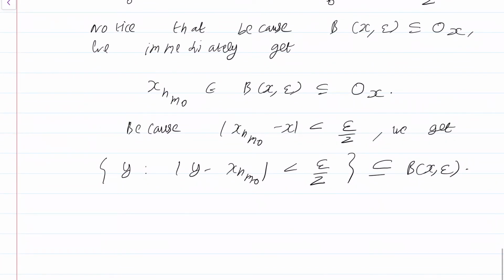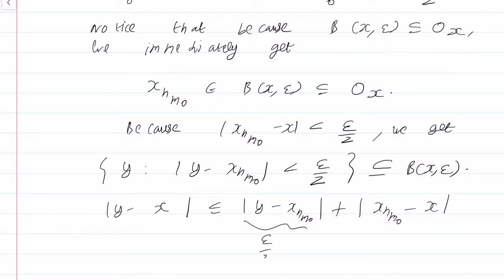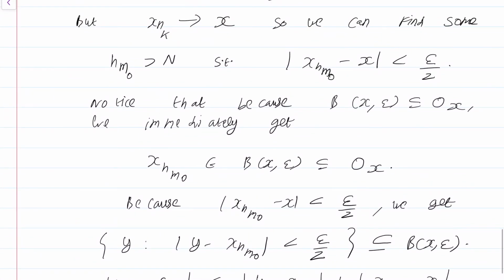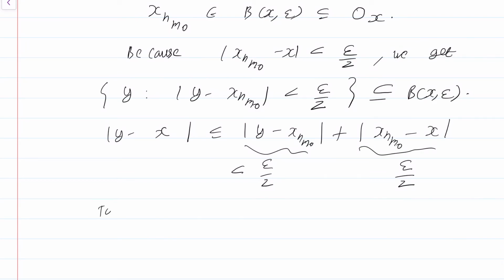Why is that the case? Well, mod y minus x is less than or equal to mod y minus x_{n_m0} plus mod x_{n_m0} minus x, right? But this is less than epsilon by 2, and this quantity is also less than epsilon by 2 because n_m0 is strictly greater than N, and we have this condition. Together this shows the claim, star.